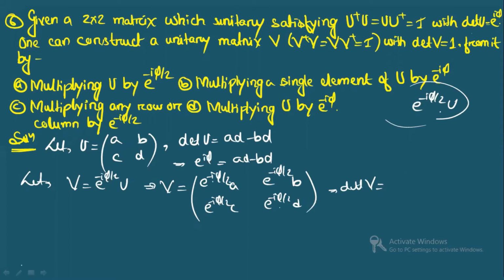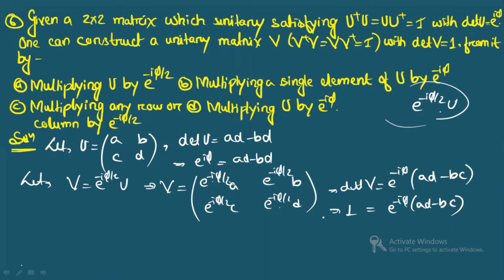So the determinant of V will be equal to what? This multiplied with this. So e to the power minus iφ by 2 multiplied with e to the power minus iφ by 2 will give you just e to the power minus iφ, right? And within the bracket you will have AD. Similarly, this will also be e to the minus iφ, so I'm taking it common, and this will give you minus BC. In the question, the determinant of V is given to you as 1. So 1 equals e to the power minus iφ times (AD minus BC).